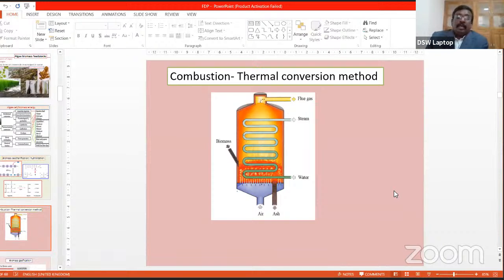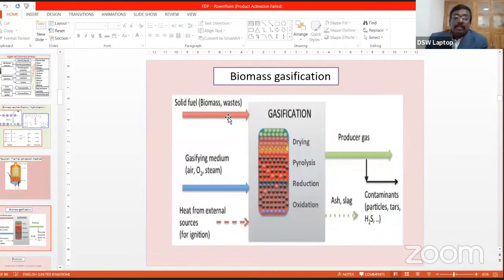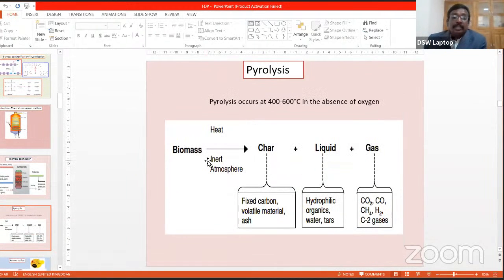So as I told, the thermo conversion, heating. When we generate the biomass, it can be converted into heat energy by burning. That is called combustion, a thermoconversion process. The same biomass can also be converted into various gases by drying, pyrolysis, reduction, and oxidation. In pyrolysis, we have to burn the biomass at high temperature in the absence of oxygen, that is 400 to 600 degrees centigrade.